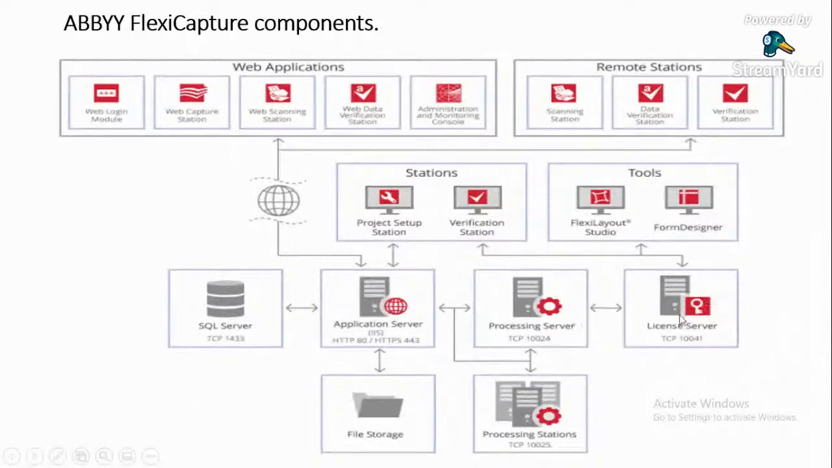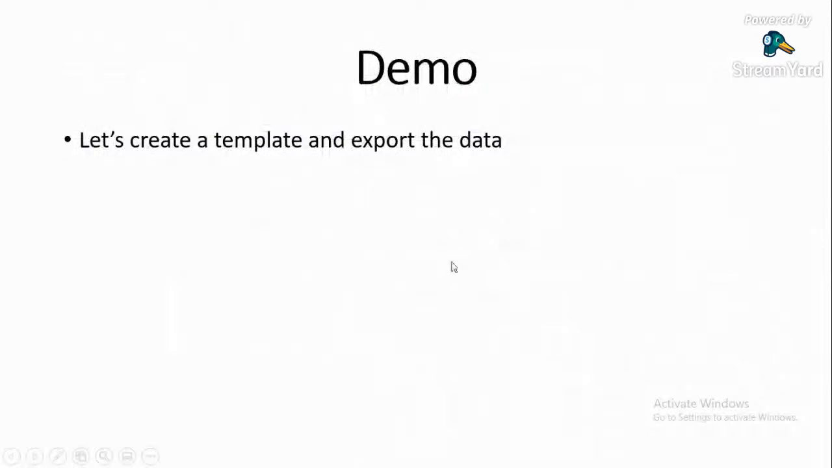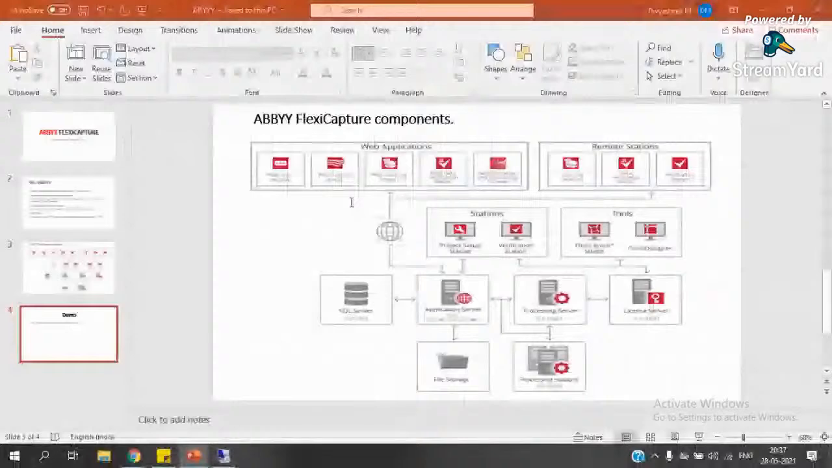And definitely the license server, yes, we do. It requests the license. So per page, the license will be added for each and every page which we will be processing. So once we are done with updating all this data, then the data will be pushed as we have configured, whether it is a file storage, or a processing station, or a SQL server. So these are the set of components we do have as a whole package in Flexi Capture Studio, right? So, okay, let's create one simple template and see how we can export the data.